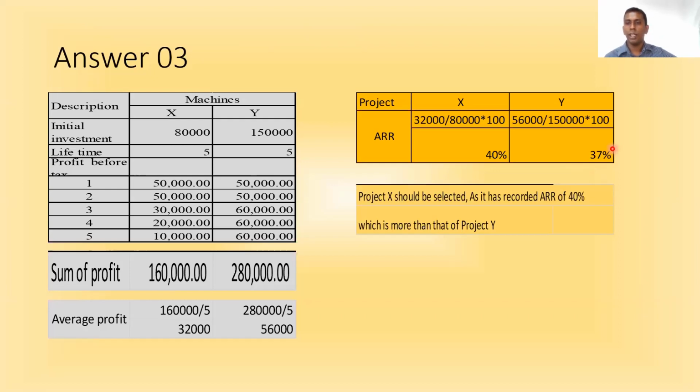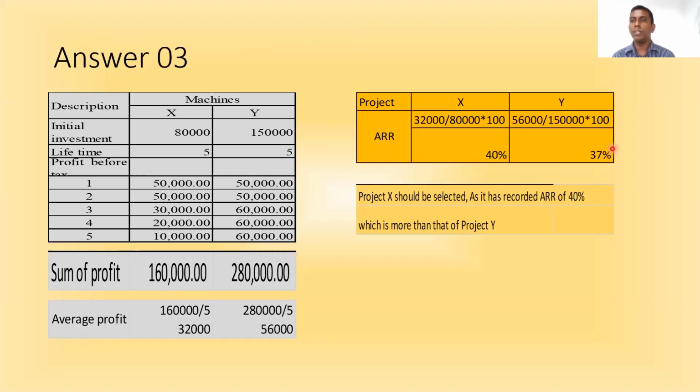Now, which project has to be selected? Project X should be selected as it has an ARR of 40%, which is more than that of project Y. But, my students, project X can be selected because it has a better ARR than project Y, but this 40% has to be compared with the target ARR of the organization before selecting or rejecting project X.